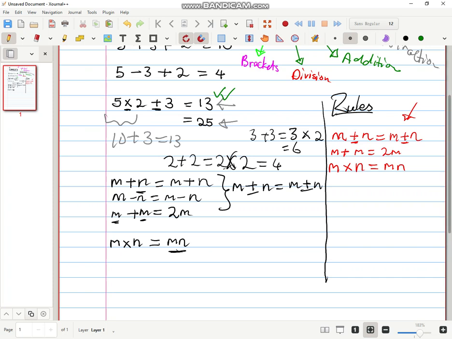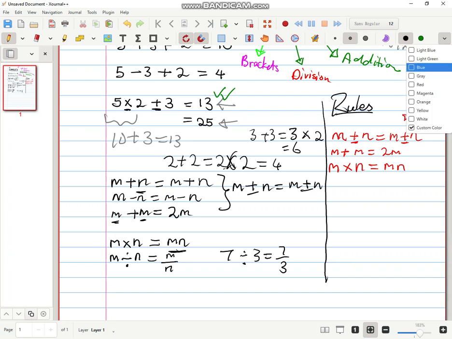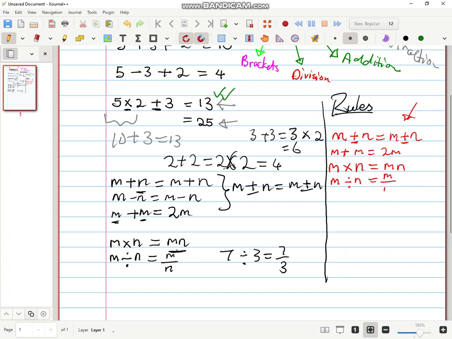So if we have m divided by n, you're going to have m all over n, right? This is you writing it as a fraction. This can be 7 divided by 3. It's going to be 7 all over 3, right? So you have m divided by n equals m all over n. Perfect.